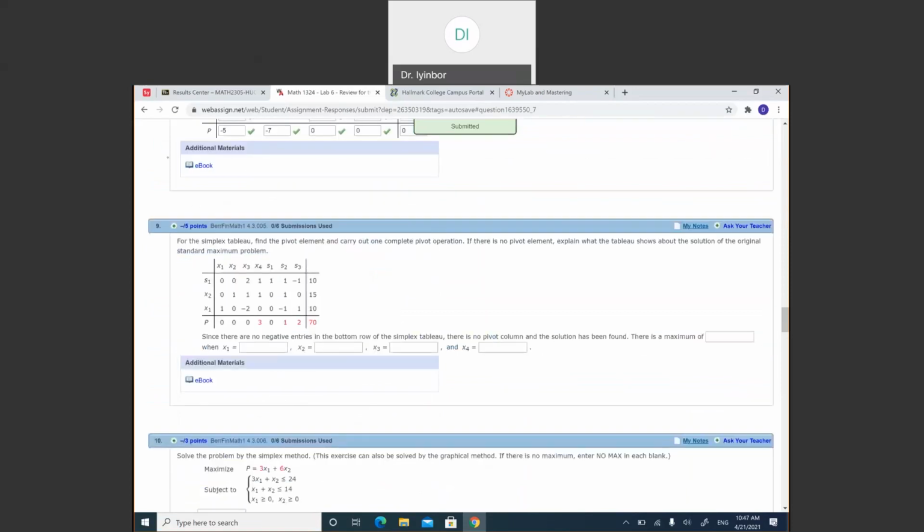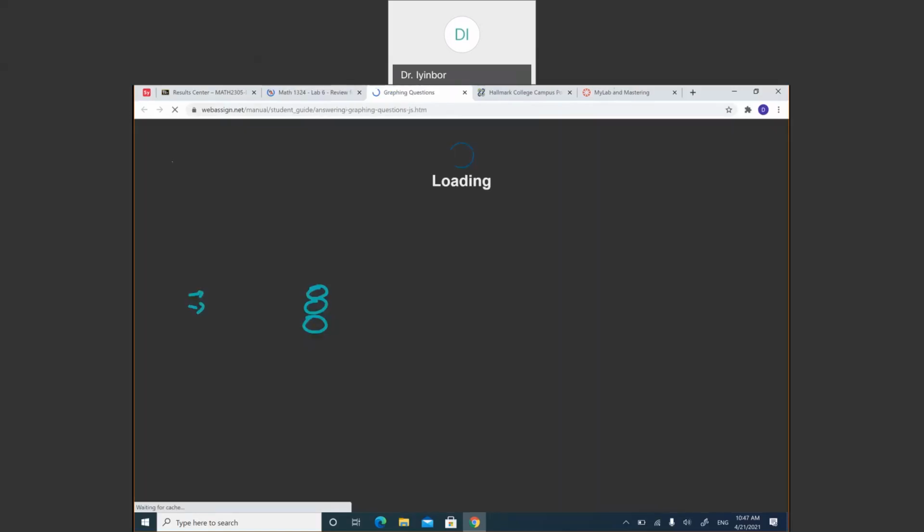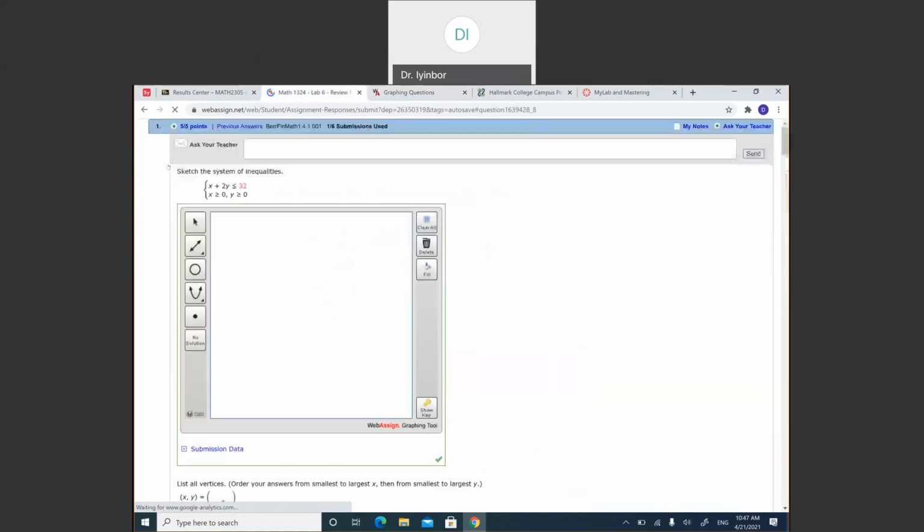Okay, then the next one is when you get the solution using the simplex method, you're going to get the maximum, which is this number down here. And then x1 and x2 are these two numbers. So we're going to have a maximum of 70. X1 is 10. X2 is 15. X3 and X4 are going to be 0 because we don't have a row for X3 and X4. Okay. So that's it.